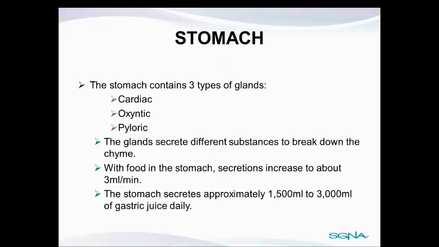The stomach contains three types of glands: the cardiac, oxyntic, and the pyloric. These glands secrete different substances that break down the chyme. When the stomach is at rest, normal secretions occur at the rate of about 0.5 milliliters per minute. With food in the stomach, the secretions increase to about 3 milliliters per minute. The stomach secretes approximately 1,500 to 3,000 milliliters of gastric juices daily.